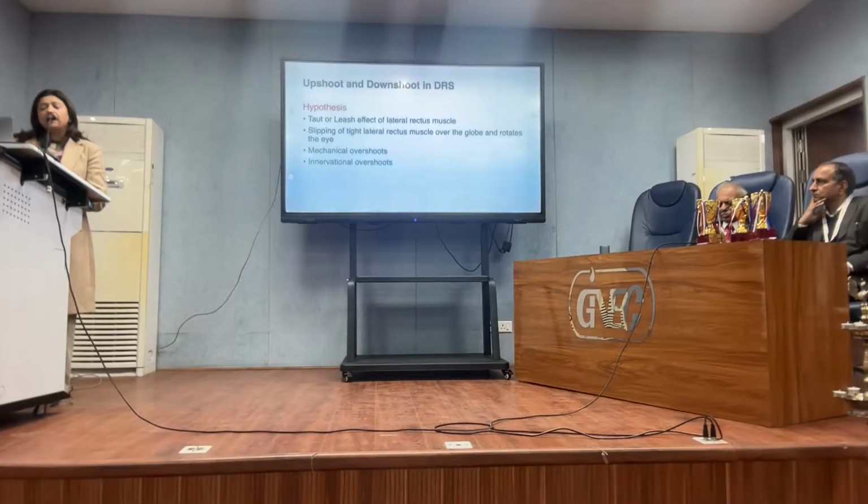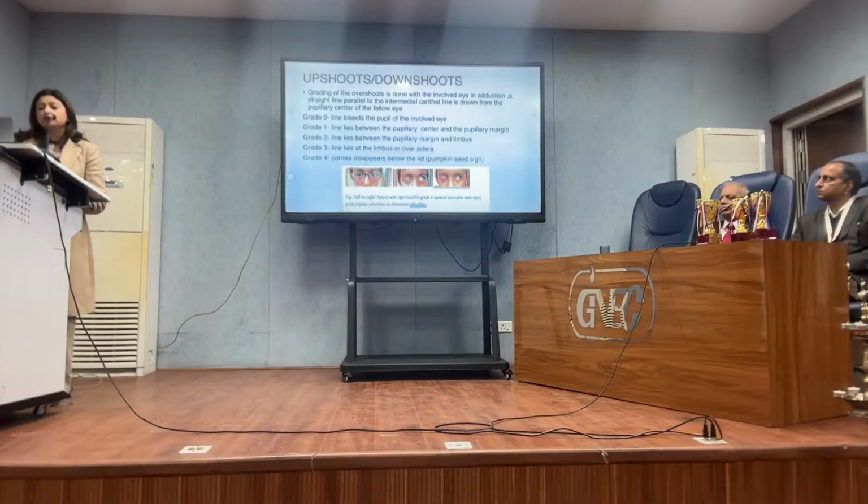If you see a mechanical upshoot, that's usually very sudden in onset. Whereas if you talk about the innervational upshoot, now what is an innervational upshoot? It is because of inferior oblique overaction or SR contracture. These are the secondary changes which come in advance. So whenever you're seeing an innervational upshoot, it's usually gradual, and moreover, there will be a hypertropia which is present in the primary position. So when you see this category of patients, you know this is an innervational upshoot. This has to be handled in a different way. So your management options are going to change. And upshoots and downshoots can be graded accordingly.